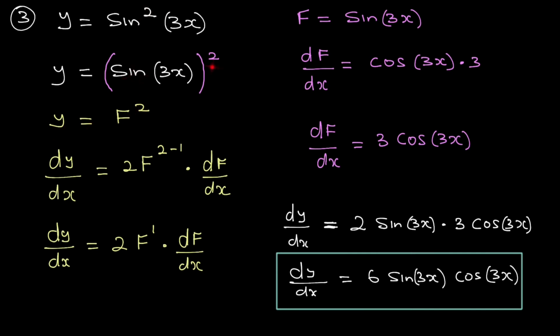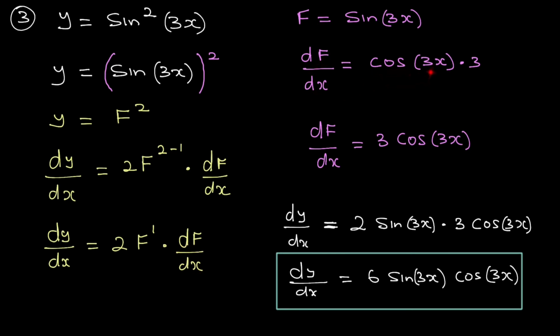And I've called this f equals sine 3x, and what I then do is y equals f squared. So I'm going to find dy/df, which is 2, bring the 2 down, then f to the power 2 minus 1, that's what that is. So that's dy/df, and then df/dx. And so that's 2 f to the power 1 times df/dx. I know what the df/dx is.